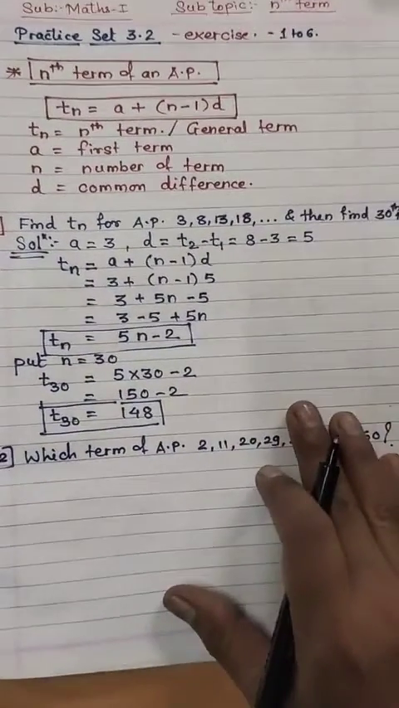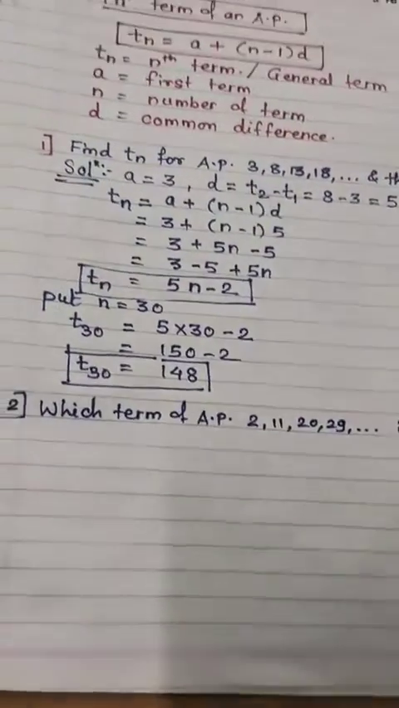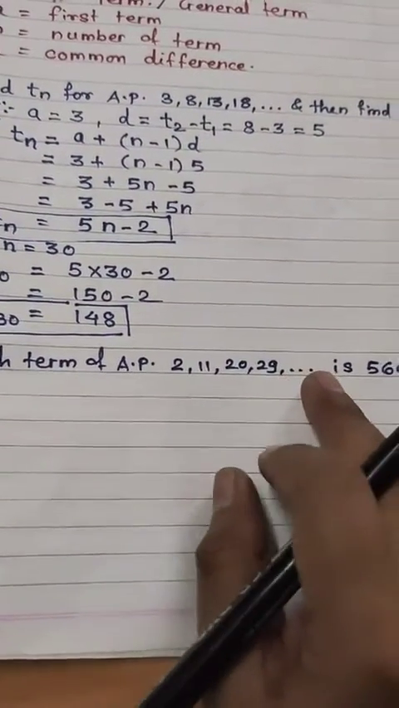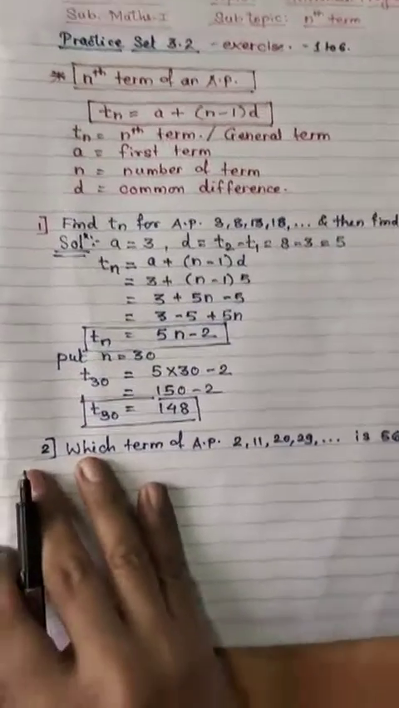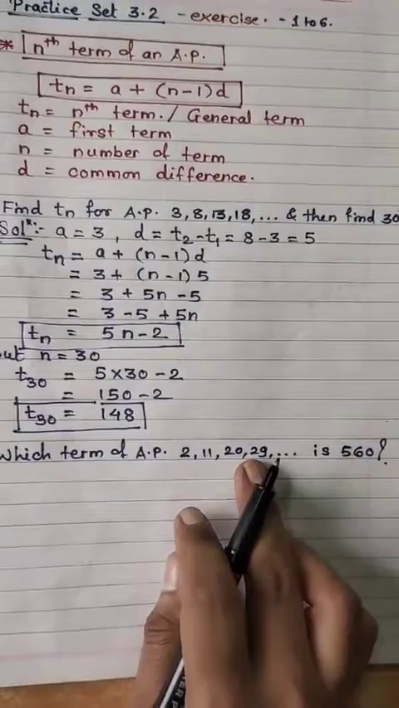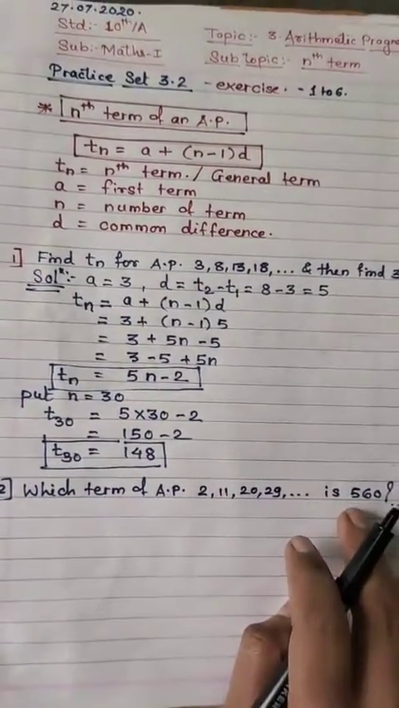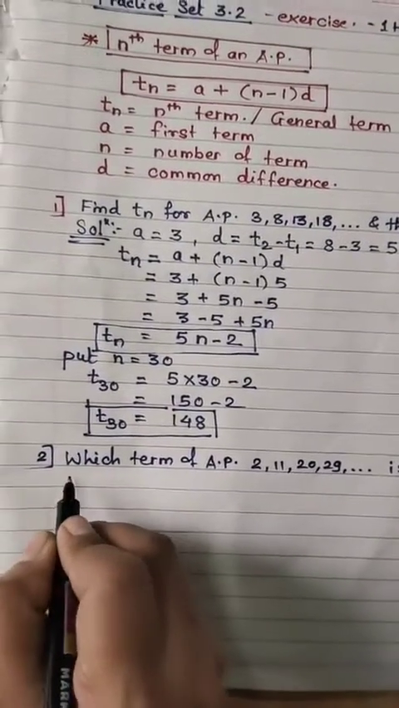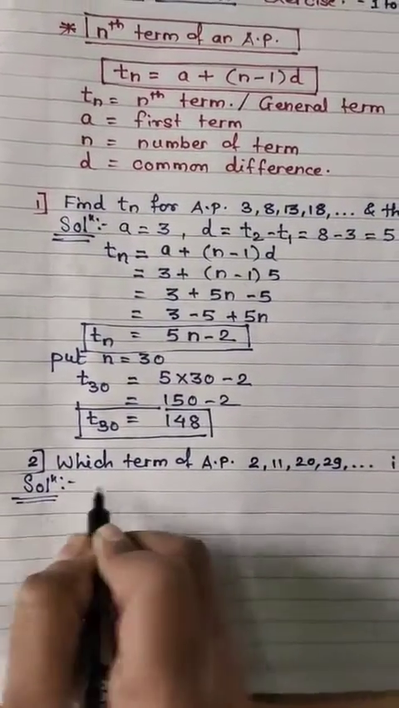Now, we will take the next example. Which term of the AP 2, 11, 20, 29 and so on is 560? Here, the terms of the AP are given and we have to find the number of the term which is 560. Means the value of Tn is given as 560.